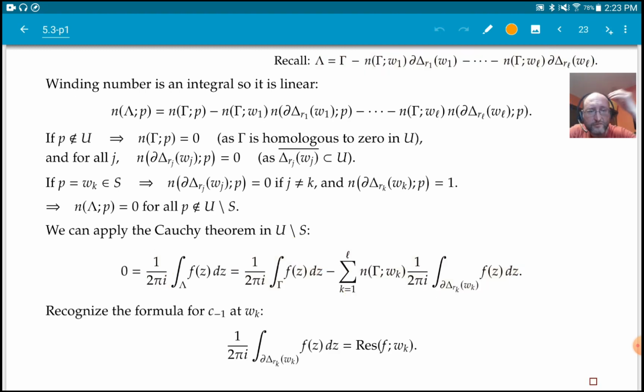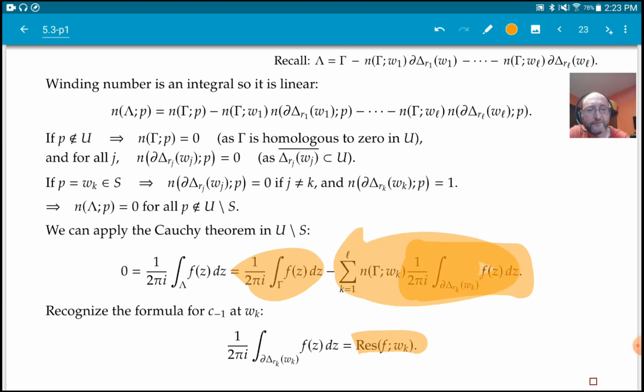And now we notice that this guy over here is precisely the formula for c sub minus 1, which is the residue. So that's the proof. That's exactly what it is. This thing is equal to this thing, with the residues put in here. So that's it. We have the residue theorem.